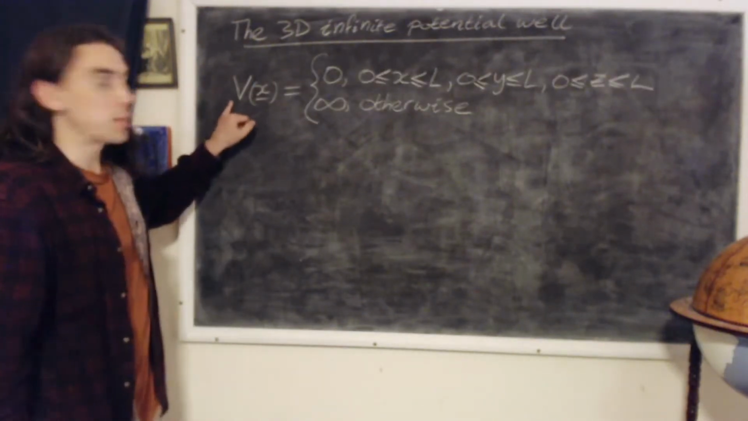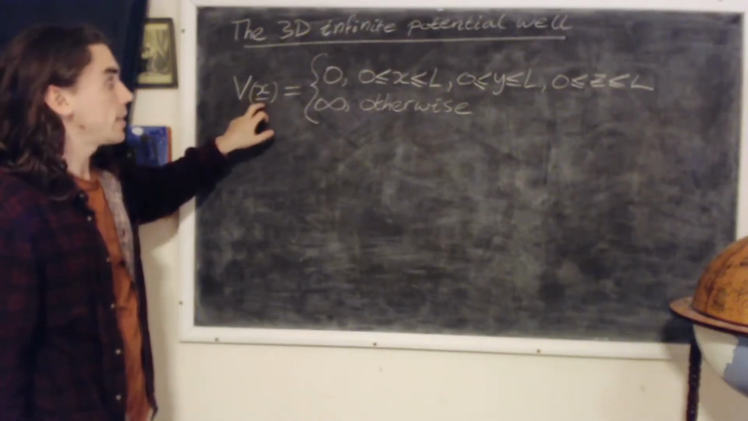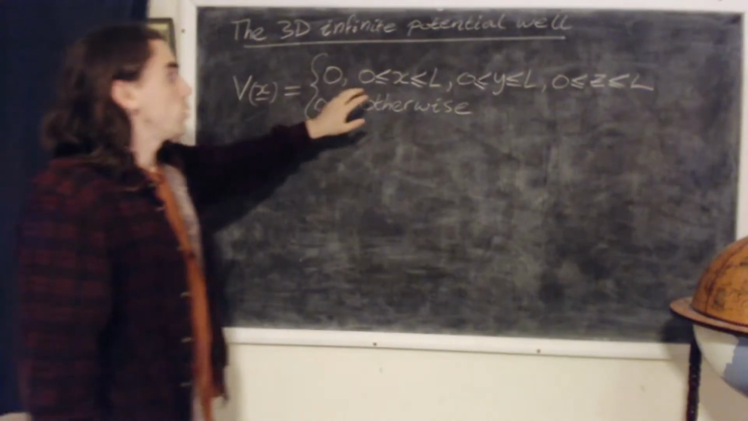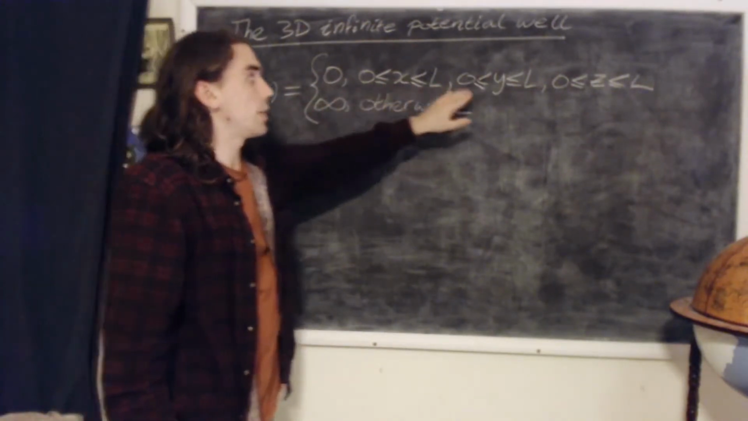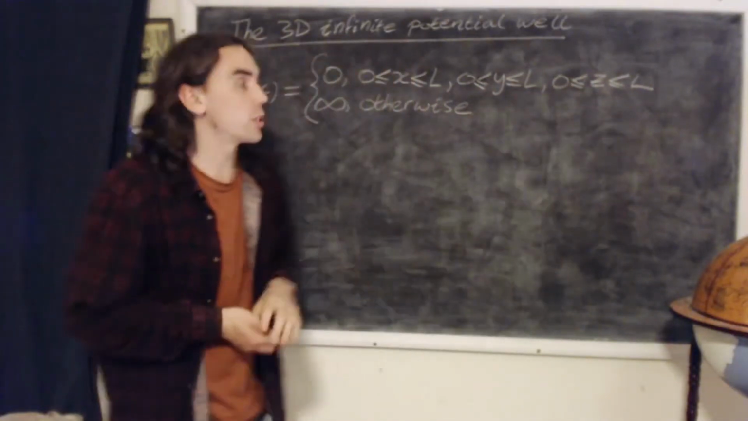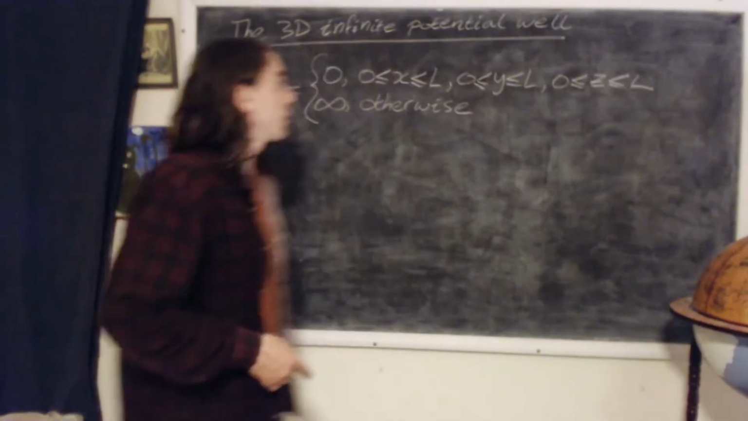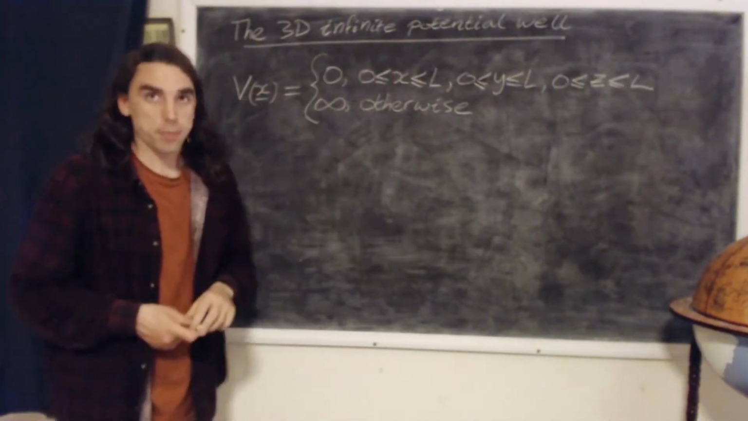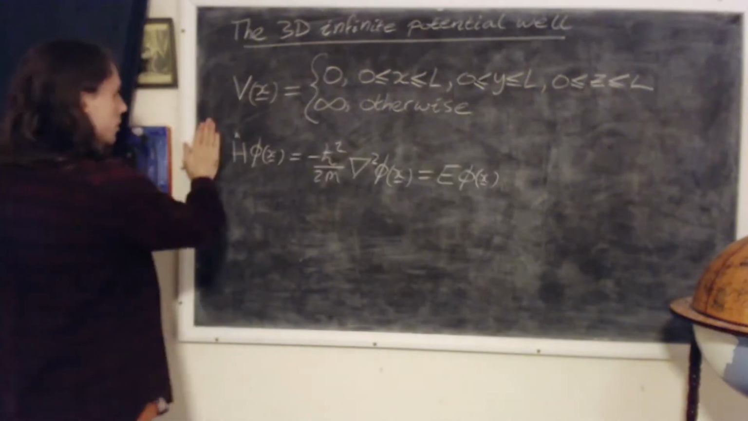That is, the potential is now a function of a three-dimensional vector x, y and z, and it's 0 if all three of these conditions are met. X is between 0 and L, y is between 0 and L, and z is between 0 and L. And this is for the cubical box. For a cuboidal box, we'd allow these to take different values, different L's. And it's infinity otherwise.